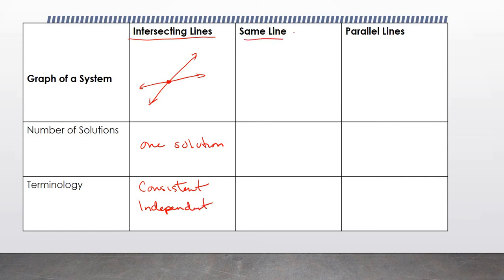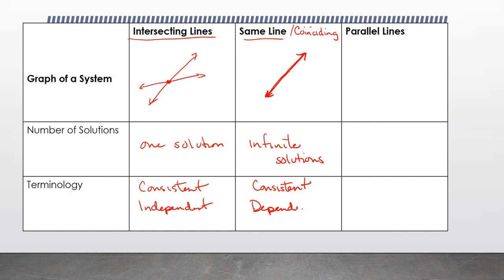The same line, also called corresponding lines. I'm sorry, coinciding. You got my terminology wrong. The same line is also called a coinciding line. So if I graph one line and then graph another line and it's right on top of it, two lines together, there are infinite solutions. Every point on one graph is a point on the other. We call this consistent and dependent.